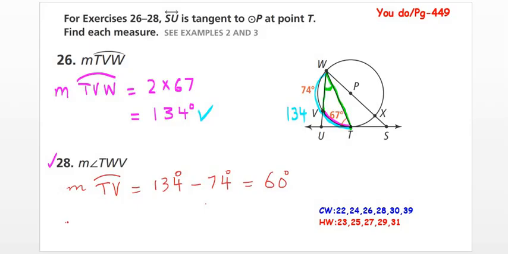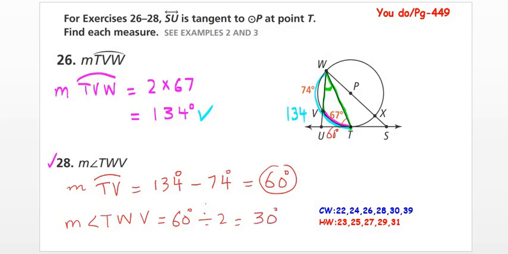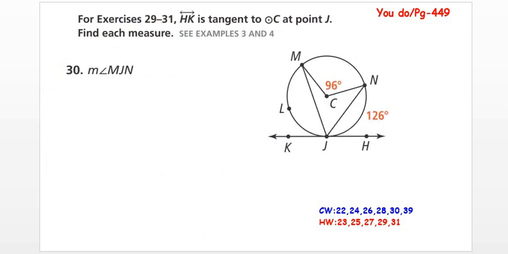Now how can we find the angle? The angle is always half of the intercepted arc. The intercepted arc is this one, 60 degrees, right? This is 60 degrees. So it will be half of it. When I say half of it, it means multiplied by half or divided by 2. So it's going to be 30 degrees. Clear?